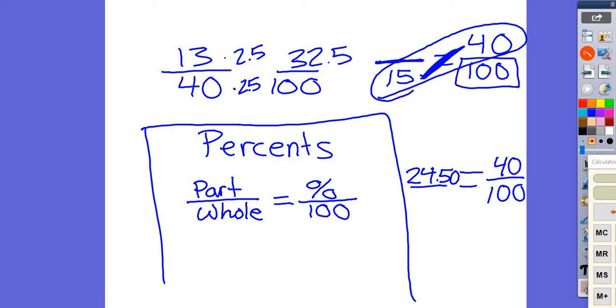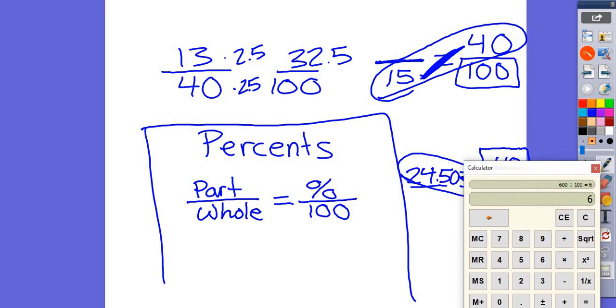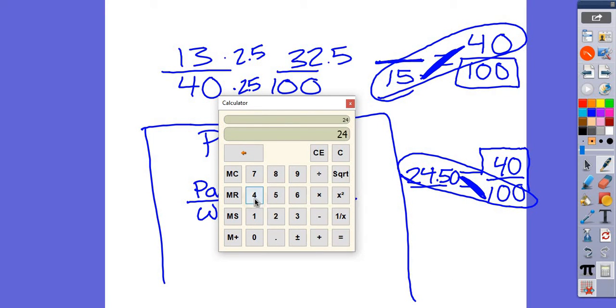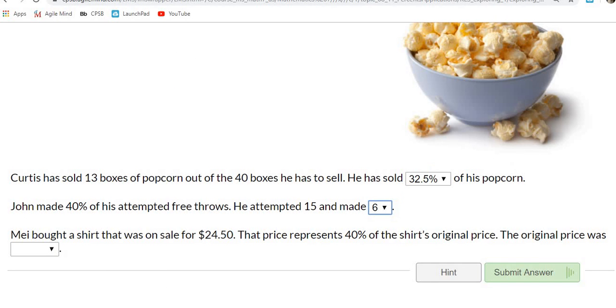And I have a missing number right here. So I could use my trick. Look for my diagonal. Is my diagonal the same as the first problem? No. My diagonal this time is here. So these two numbers get multiplied, and divided, so now my high heel shoe is upside down. So I'm going to take my calculator. 24.50 times 100 divided by 40. It's 61.25. So what was the original cost of the shirt? $61.25.